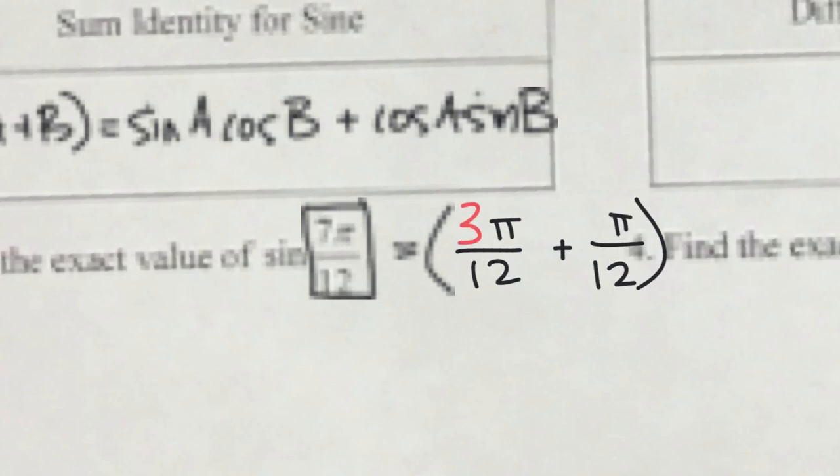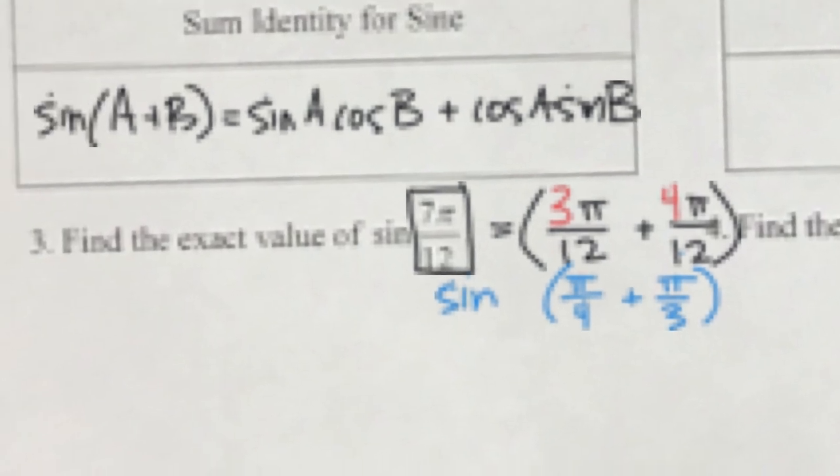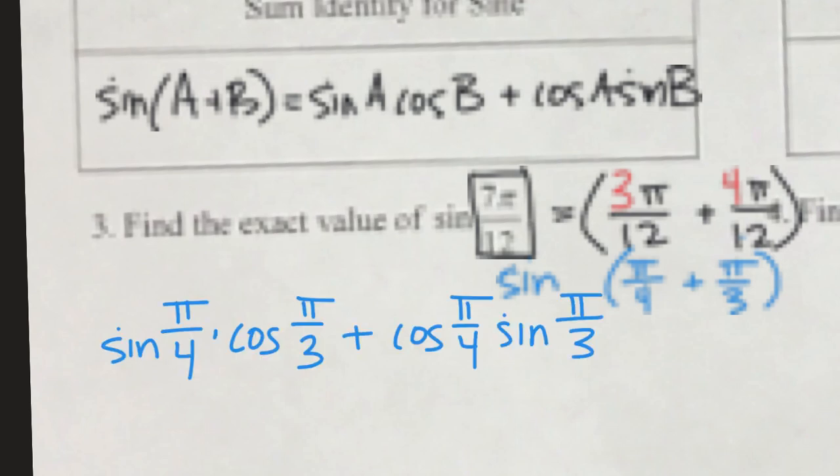Let's do 3 and 4. Okay, 3 and 4. I know 5 and 2 work, but I also know 5 over 12 does not reduce and is not a unit circle angle. So 3 and 4 will both reduce. So 3 pi over 12 reduces to 1 pi over 4, and 4 pi over 12 reduces to pi over 3. So we're going to employ the sine sum formula with pi over 4 and pi over 3. So first thing we do is plug it into the formula. There we go. Now we go to our unit circle and we find all of these values.